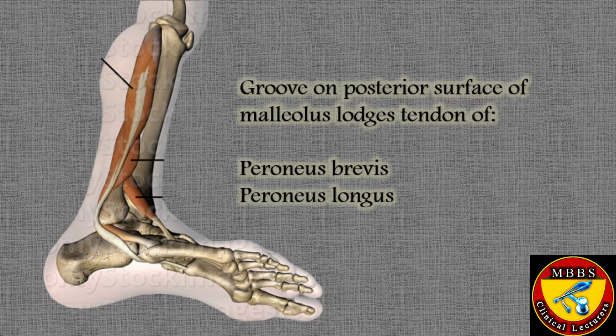The groove on the posterior surface of the malleolus lodges the tendon of peroneus brevis and peroneus longus muscle. Now, if you remember, this is the lower end of the fibula, or you can say the lateral malleolus, and this is the lateral surface of the lateral malleolus, and here is the anterior surface, and this was the posterior surface. So the posterior surface was marked by a groove for the peroneus brevis and peroneus longus muscle. So this groove lodges the tendon of the peroneus longus muscle.